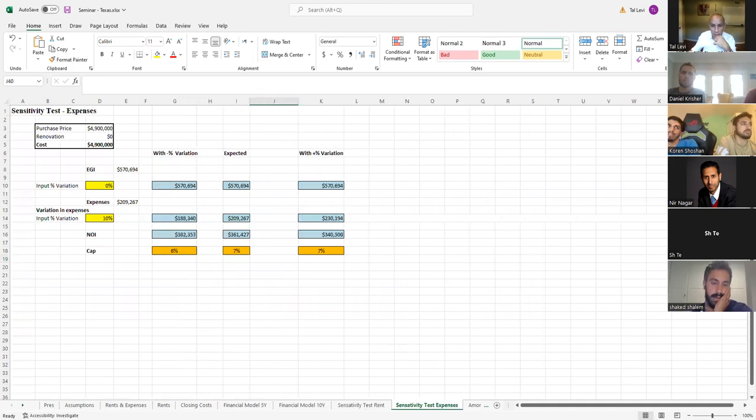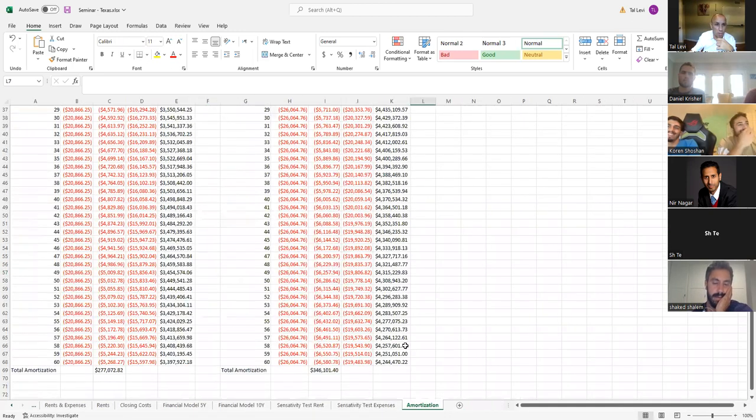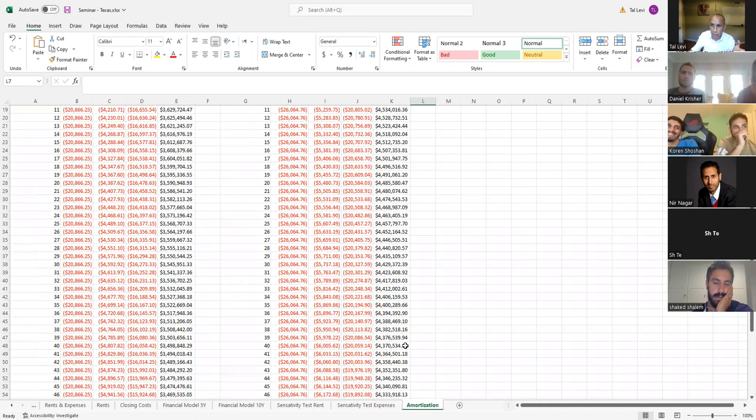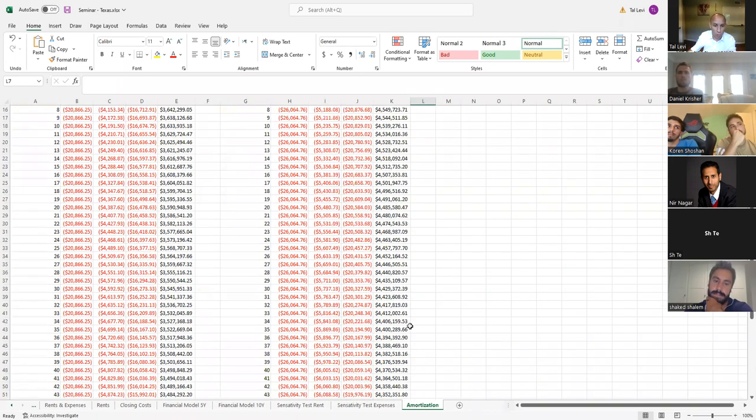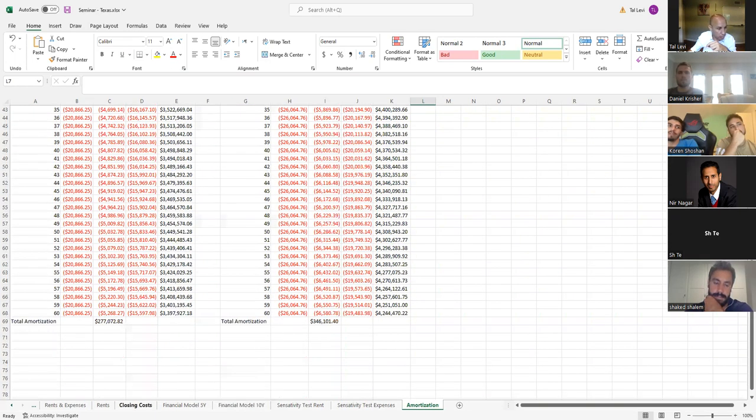I have two sensitivity test tabs. We'll discuss that later. And of course I have the amortization because you're going to use a loan, they're going to be financing it. And I have amortization, how much out of the principal we paid over time, because I'm going to need this for the calculation of the profit at the end. So I have amortization time.